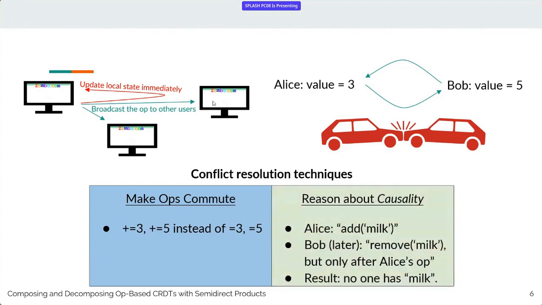Another technique is trying to reason about causality. I'll describe the causal order a bit more on the next slide. But the idea here, as a simple example, is let's say Alice adds milk to the shopping list. Bob sees this, goes to the store, and buys some milk. So now he removes milk from the shopping list, causally later. Other users will make sure that they also apply these operations in the same order: add milk first, then remove milk, so they end up having nothing in the shopping list, and everyone gets the same answer.